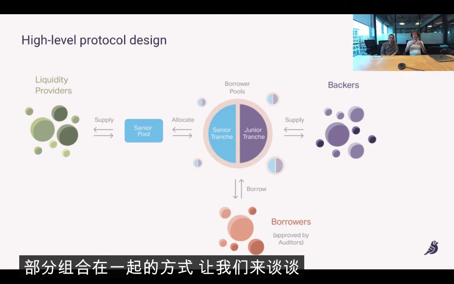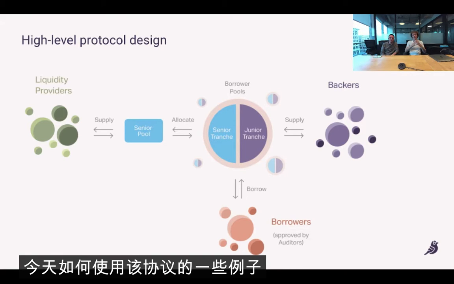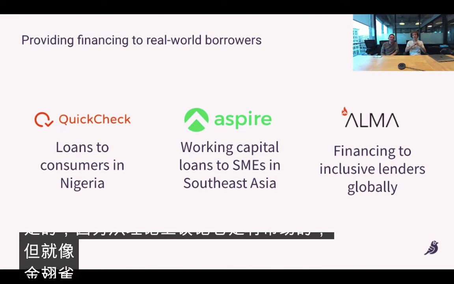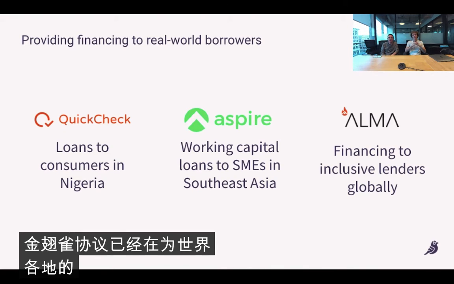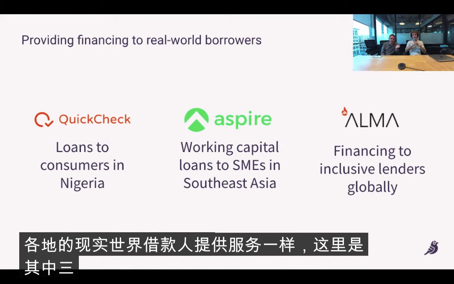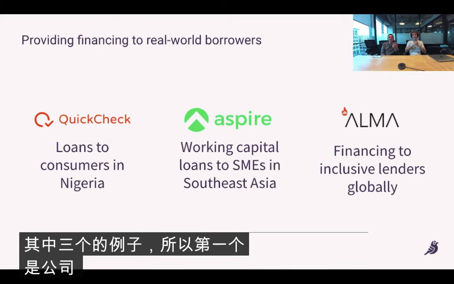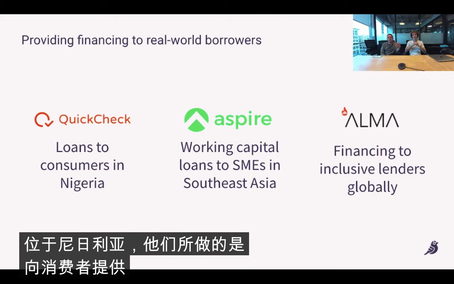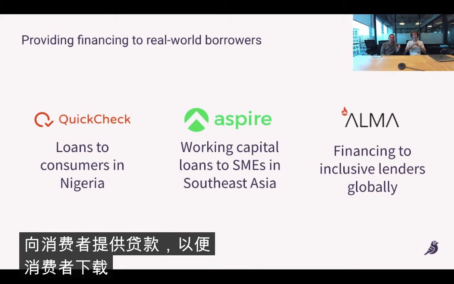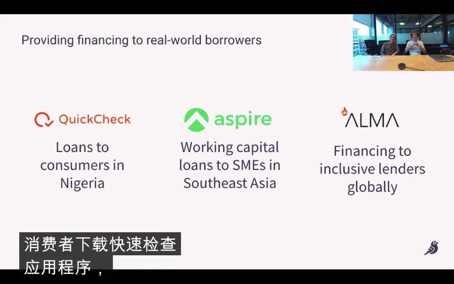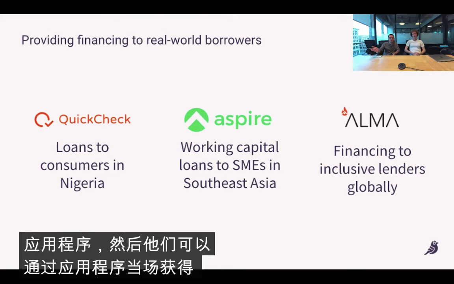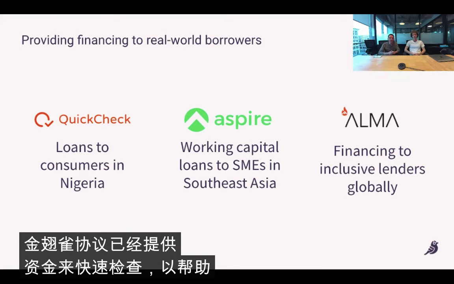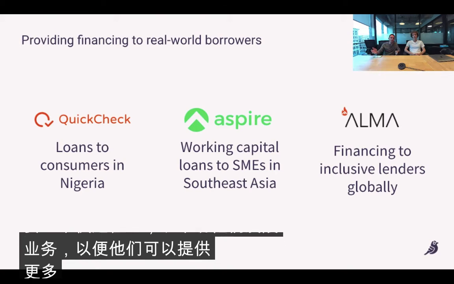Now let's talk about some examples of how the protocol is being used today. It's helpful to talk about it theoretically, but the Goldfinch protocol is already serving real-world borrowers around the world, and here are examples of 3 of them. So the first is a company called QuickCheck. They are based in Nigeria, and what they do is they provide loans to consumers. Consumers will download the QuickCheck app, and then they can get, say, a $50 loan on the spot through the app. So the Goldfinch protocol has already provided capital to QuickCheck to help them grow their business so they can make even more of these loans.